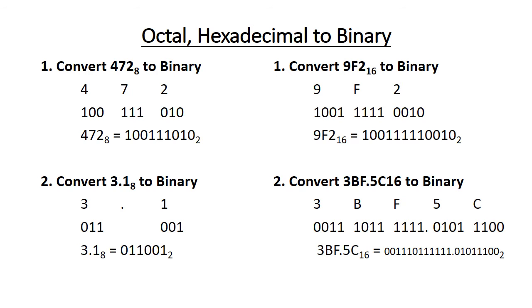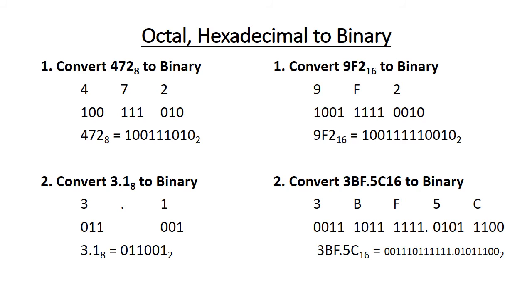Octal and hexadecimal to binary. 4 examples are given. On the left side, octal numbers to binary, and on the right side, hexadecimal numbers to binary. The very first example, 472 to the base 8 to binary. The binary equivalent of 4 is 100, the binary equivalent of 7 is 111, and that of 2 is 010. And you have to write them jointly, and you will get the answer. 472 to the base 8 is equivalent to 100111010 to the base 2.